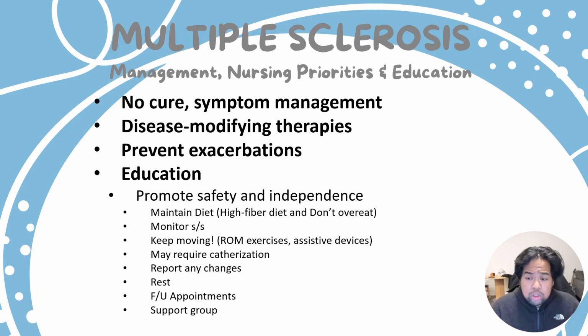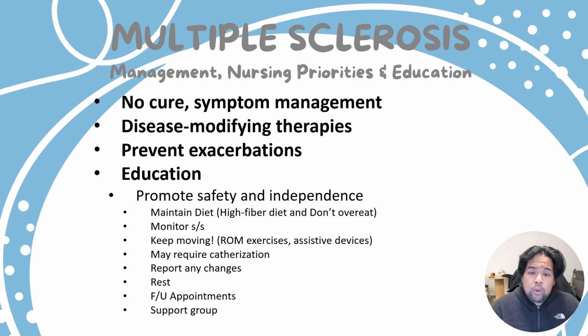Follow-up appointments are super important when they need to follow up with their neurologist, as well as support group. This is a chronic condition, so it might take a mental toll on them, not only them, but their families. So there are a lot of support groups that we can give them as a resource. If the symptoms do worsen, it might affect their respiration. So respiratory failure, so we do want to assess for that.